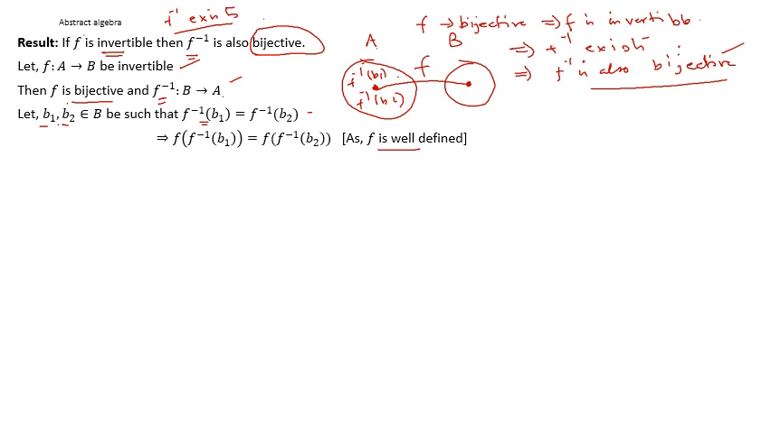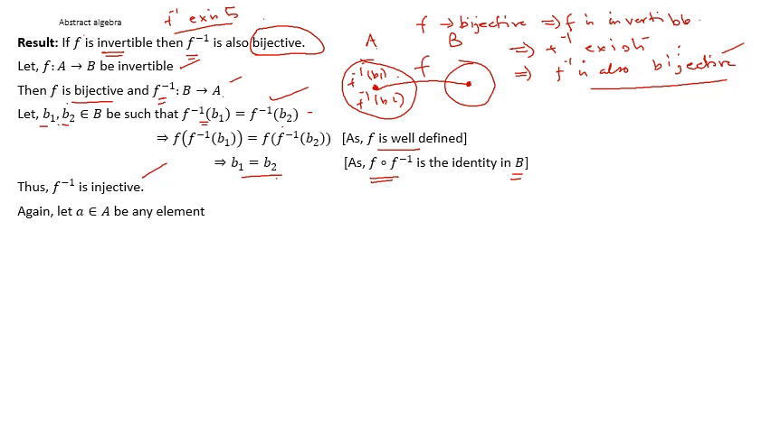But f of f inverse is the identity map, so this means b1 equal to b2. So f inverse b1 equal to f inverse b2 implies b1 equal to b2. So f inverse is 1-1. From here we understand that f inverse is 1-1. That means f inverse is injective.